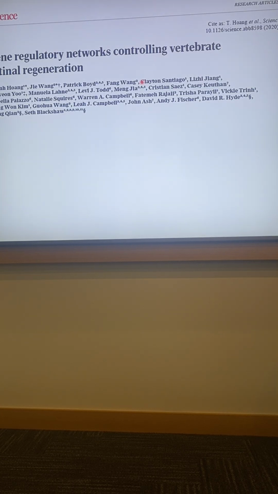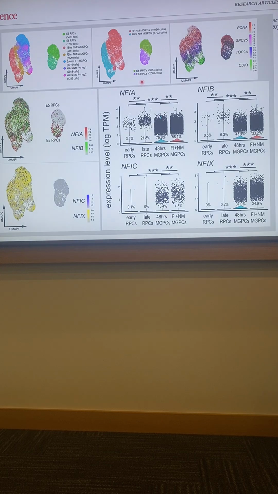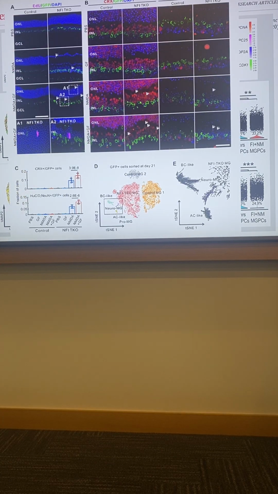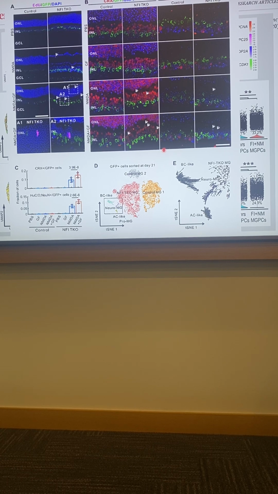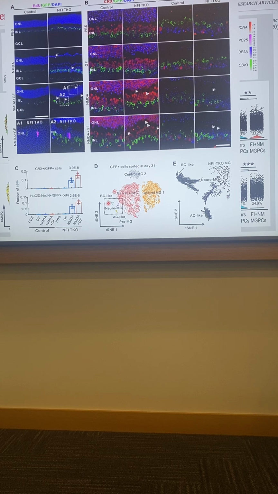All right, but yeah, high throughput, low throughput screen, NFI factors. I already talked about this. If you knock out NFIA, B, and X, I think a triple knockout, you can actually turn these Müller glia into neurons. And their transcriptional profile is quite similar to inner retinal neurons. Don't know if they're functional, but we performed RNA velocity and stuff, and yeah, it looks like they're going in the right direction, which is pretty cool.